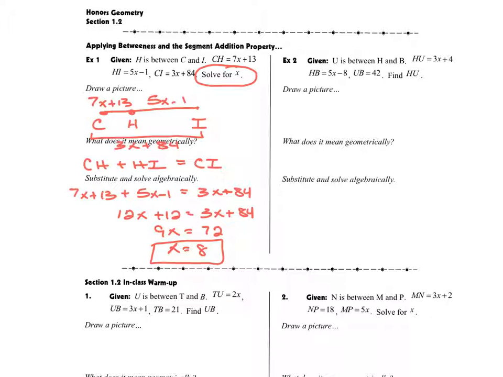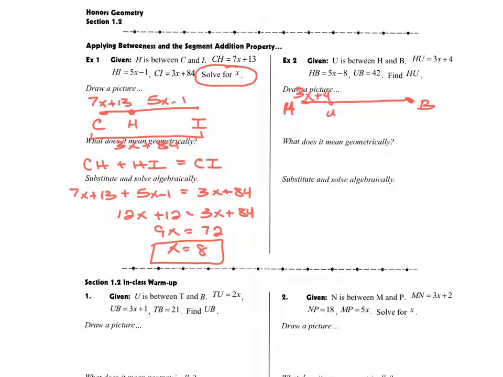I've got U between H and B. So I'm going to give myself my little segment. I'm never worried about these being to scale. I just need to get an idea of where my parts are supposed to be. So, sorry, that's supposed to be an H and a B. I can put my U on there. So it says that HU is 3x plus 4.